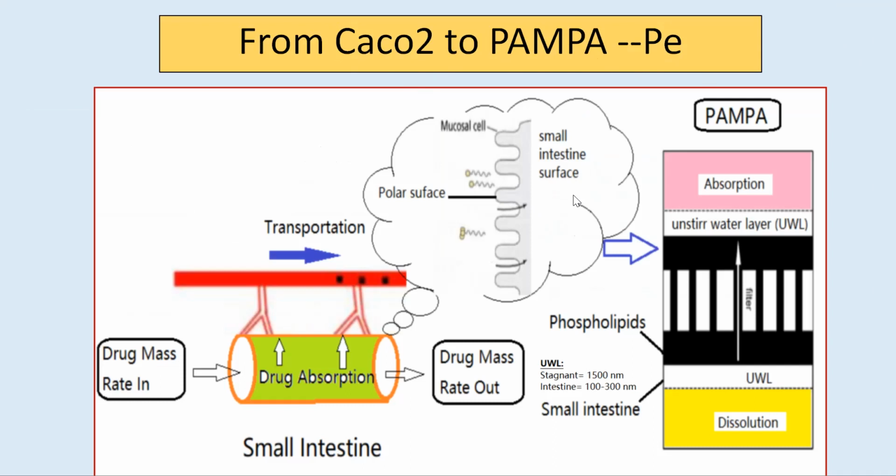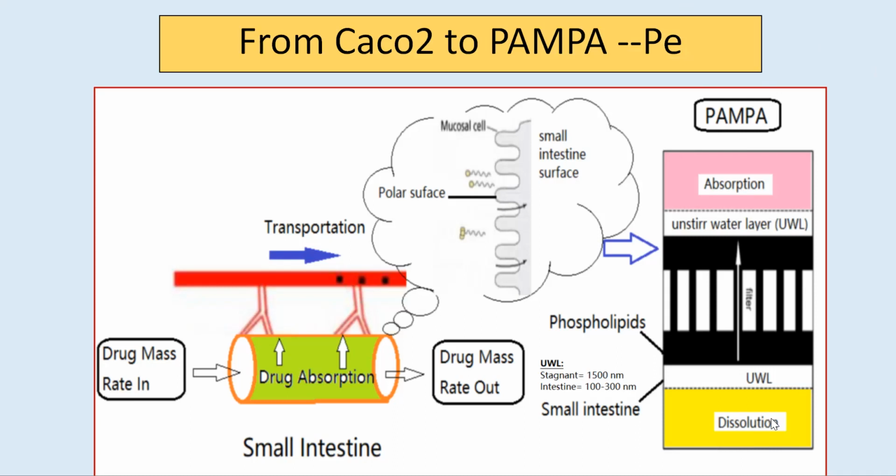Due to this KCO2 measurement, there are some difficulties. First is that we had to incubate this live cell of KCO2 in the laboratory for about 20 to 30 days before you can use it. The second problem is its reproducibility is not good. So scientists tried to find a way that can be used in the laboratory, and therefore came up with this chemical membrane called PAMPA. And the PAMPA really is designed like the graph shown here.